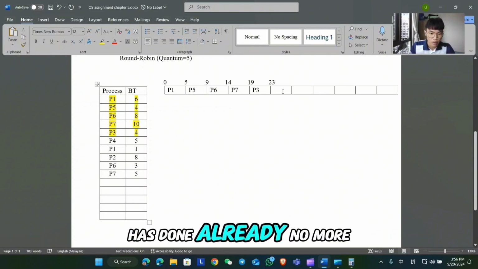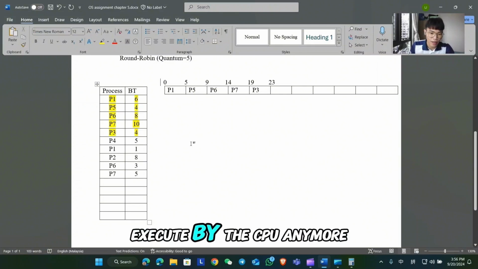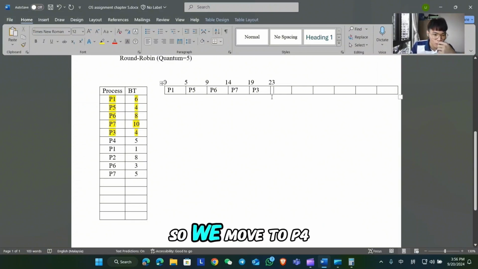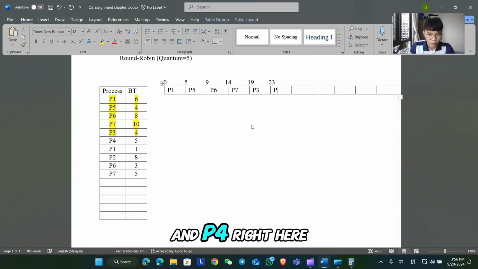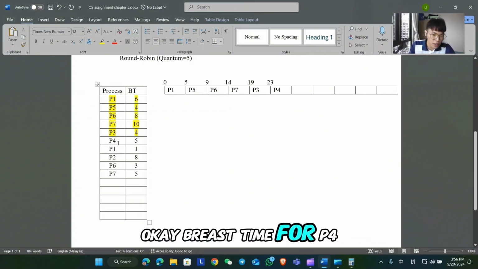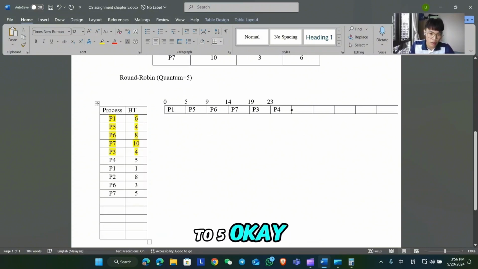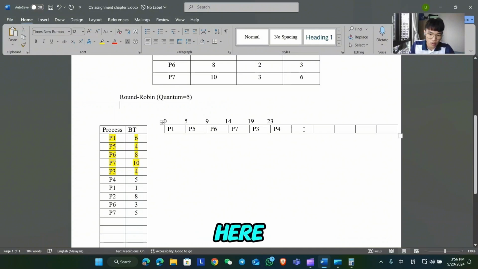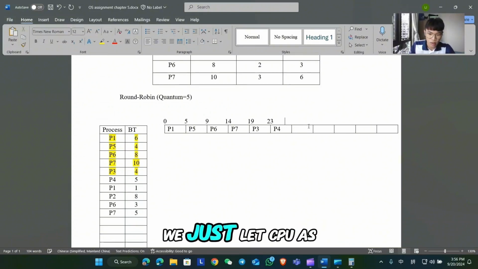Okay, that one has been done already. No more burst time can be executed by the CPU anymore. So we move to P4. The burst time for P4 is 5, which is equal to the quantum of 5. So we just let the CPU execute process 4 for 5 milliseconds.